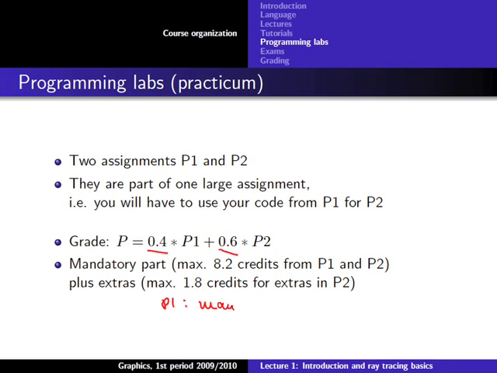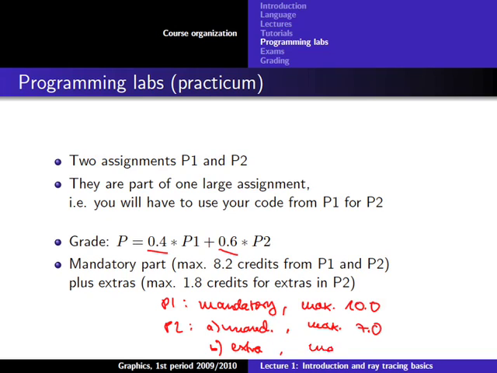which is mandatory, and you get a maximum grade for this of 10.0 when you do everything fine. P2 has a mandatory part where you can get a maximum of 7.0 points or grade, and an extra part where you can do whatever you want, as long as it's related to the assignment, where you can get a maximum of 3 extra points.